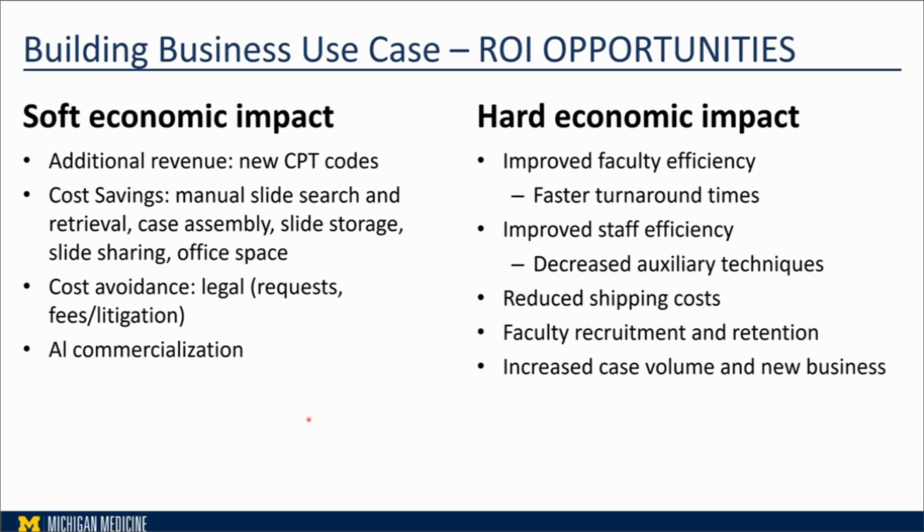Cost avoidance from legal requests, fees, litigation, etc. And one of the things, maybe AI commercialization, or even digitizing those slides to work with multiple vendors. From hard economics, you want to improve the faculty. For us, this is what we provided. We improve faculty efficiency, in terms of maybe a faster turnaround time. Definitely in the beginning, you're going to have some slowness because it's a learning curve. But eventually, you can take into account all the glass distribution, assessment, or assembly, all of those.